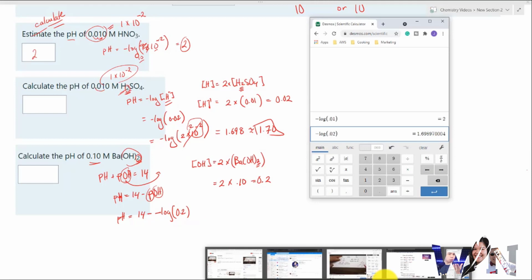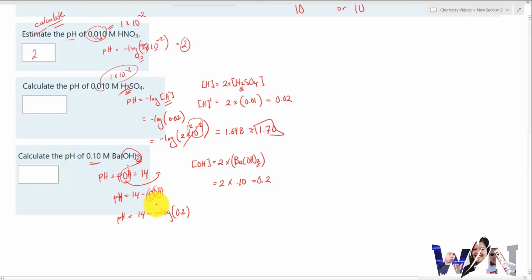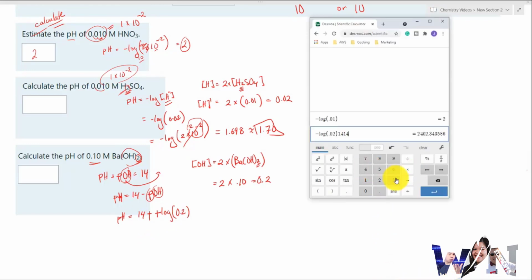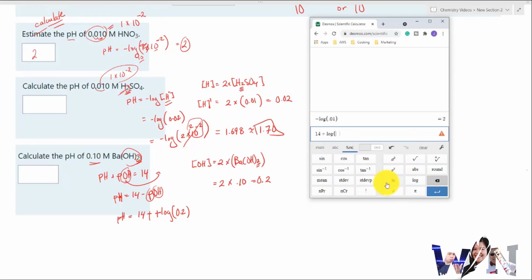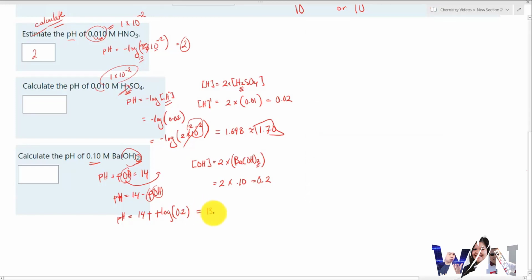Let's use a calculator. Before we use a calculator, let's simplify this. Minus and minus, that's equal to plus. Okay? So we have 14 plus log of 0.2. Now let's plug it in. 14. Let's clear that. 14 plus log of 0.2. And the answer is 13.30. So in this case, the pH is 13.30. And there you go. Isn't that nice?